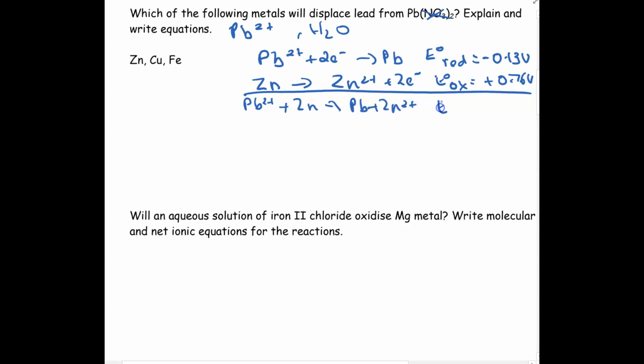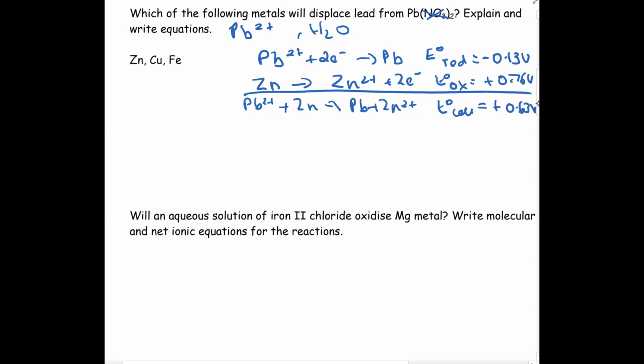The E0 for the cell is going to be equal, using your calculator, 0.76 add negative 0.13, positive 0.63 volts. So this reaction is likely to happen, and you would have noticed with your fingers the left finger was above the right finger, so the power of the fingers works again.